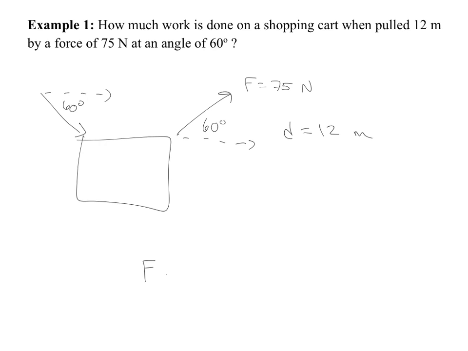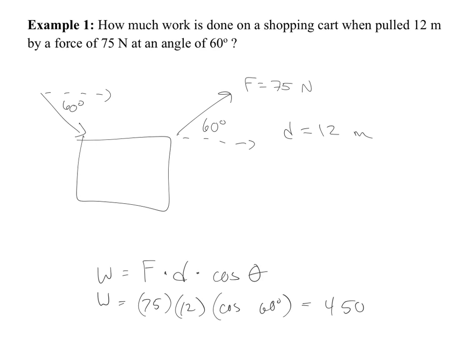We can take F times D times cosine of theta. That's 75 times 12 times the cosine of 60 degrees. Cosine of 60 turns out to be a half. Half of 12 is 6. 6 times 75 is 450, I'm guessing. Is that right? It's kind of simple math. The reason is cosine 60 turns out to be 0.5. That's an angle you'll learn at the end of the year that you're going to want to memorize.